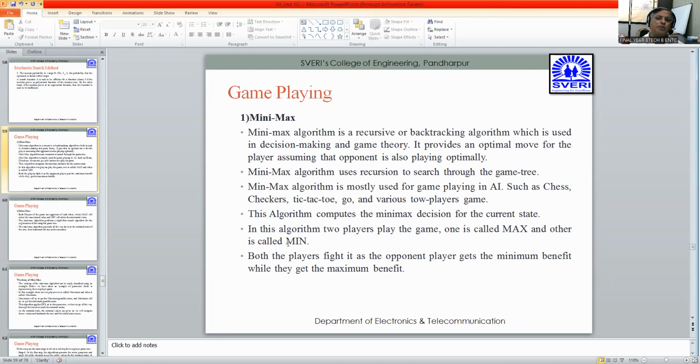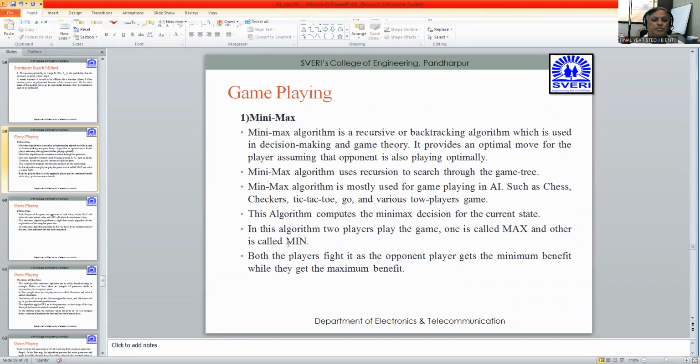So if I am going to play with the computer, whatever I am thinking, the same kind of thing the computer is going to think about me, because he's considering me as an opponent. So whatever the steps that will come into my mind, he'll also go through those steps. Hence it provides an optimal move for the player, assuming that the opponent is also playing optimally.